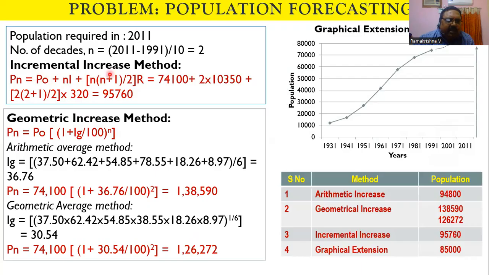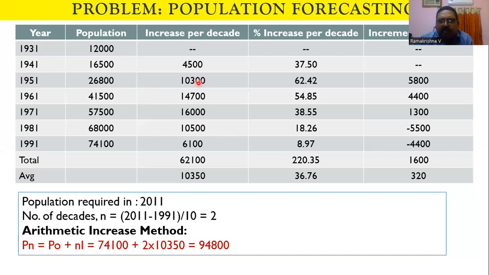Now the incremental increase method, we have the formula Pn is equal to P naught plus n into I plus n into (n plus 1) by 2 into R. P naught is the last decade population, 74,100. n into I we have already calculated: 2 decades and the average increase per decade 10,350. And what is n into (n plus 1) by 2 into R? n is again the number of decades. R is the net incremental increase. All positives and all negatives were totaled and then we are taking the average. That comes out to be 320. You can see here, this is the 320. This is the value we are writing as capital R here.